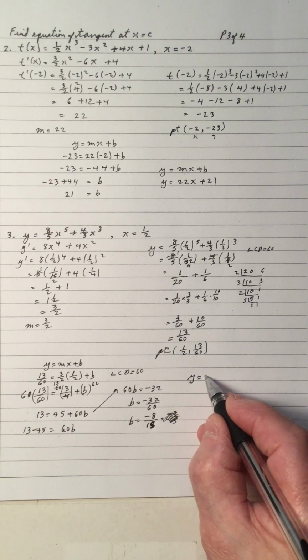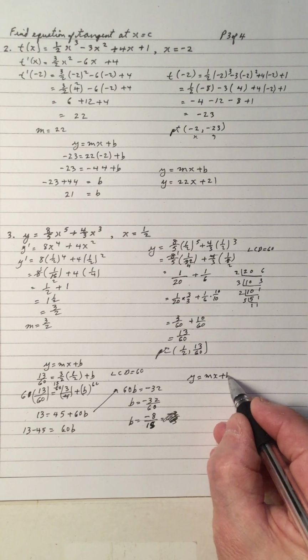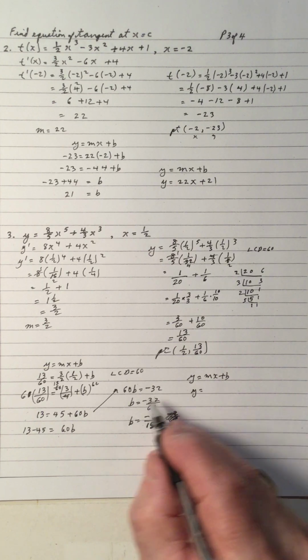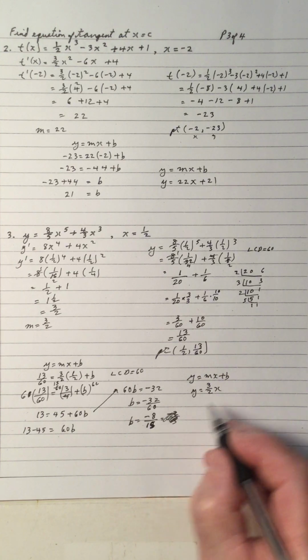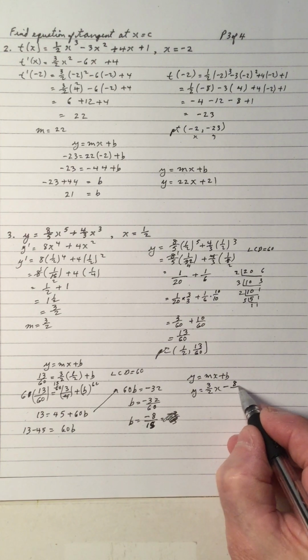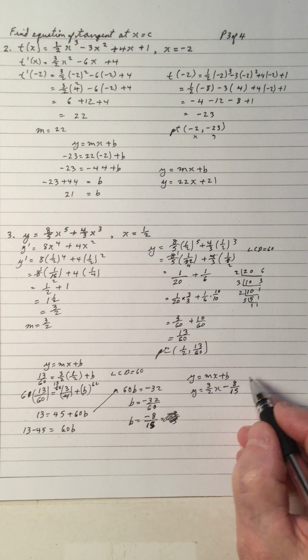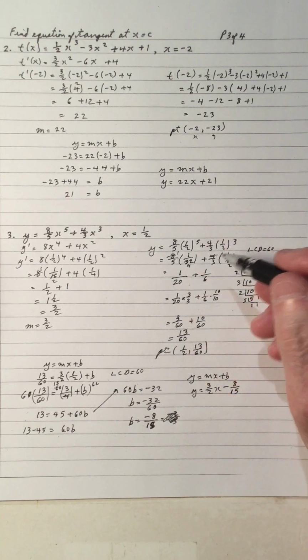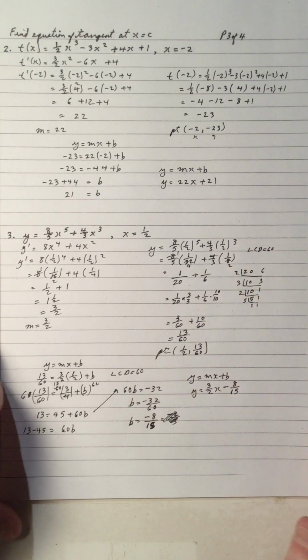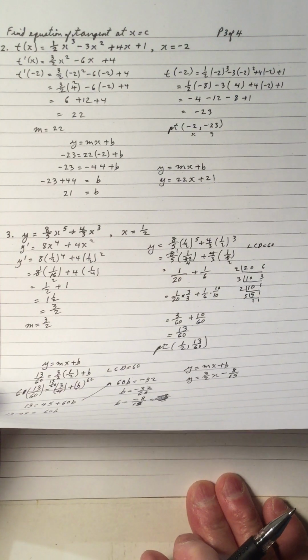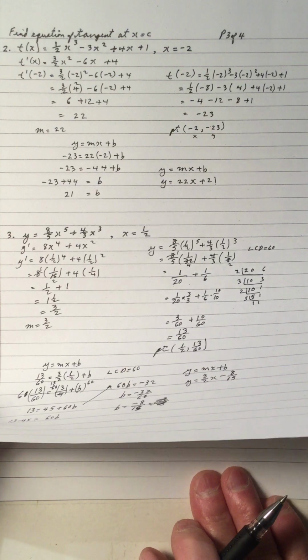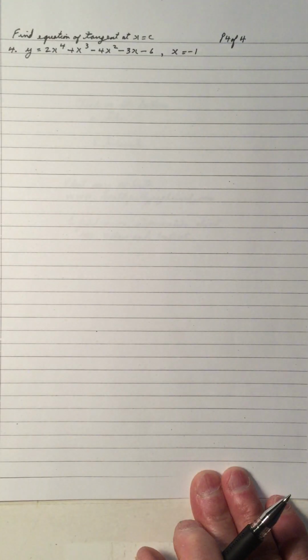So y equals mx plus b. y equals, the slope is 3 over 2 x, and the y-intercept is negative 8 over 15. And the reason I gave that one is because of the fractions. It's good to work out with fractions, it just keeps you understanding, or what I call not understanding, but reinforcing your skills.